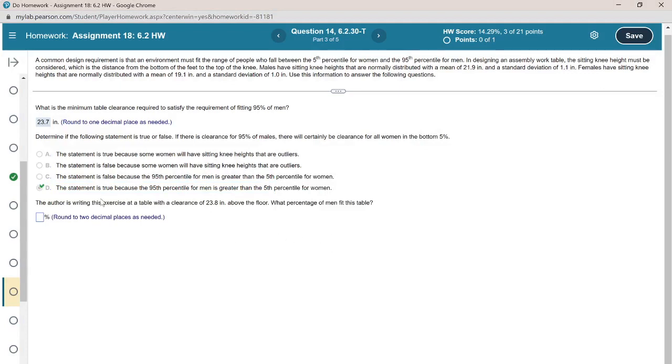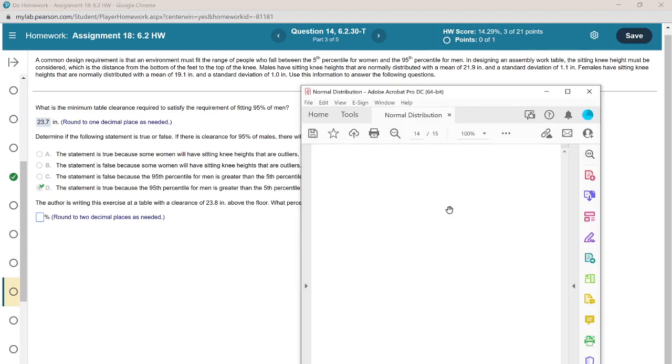The author is writing this exercise at a table with a clearance of 23.8 inch above the floor. What percentage of men fit this table? Now we would like to find out what percentage of men fit this table. The author is using the value of x equal 23.8, which is more than 95%. So the answer should be more than 95%. But how do you find it?